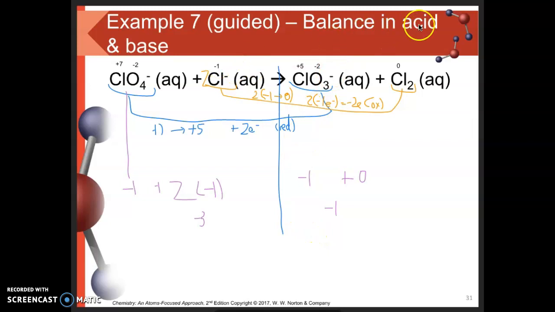Since this is an acid, I'm going to need to take care of that. And so I'm going to add 2 H pluses to this side. 2 H pluses plus that -3 will turn the charge to -1. That'll balance out those charges. Now to counterbalance that, I have 2 hydrogens over here where I had none over here previously. I'm going to need to have water added to this side.